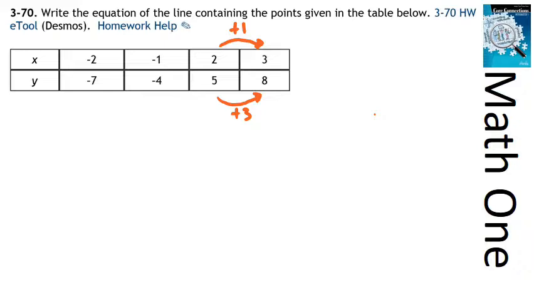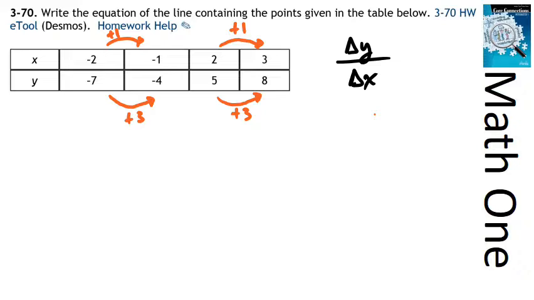I could have used any of these. If I go from negative 7 to negative 4, that's clearly plus 3 also, right? Negative 7 plus 3 is negative 4. And negative 2 plus 1 is negative 1. So again, I see this plus 3 increase in y and a plus 1 increase in x. So what I do here is I'm going to go ahead and write down what my slope is, right? Remember, slope is the change in the y values divided by the change in the x values.